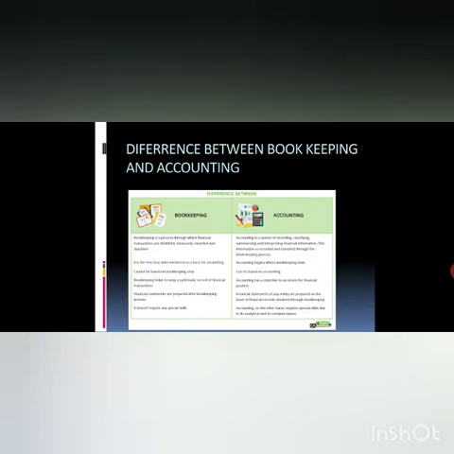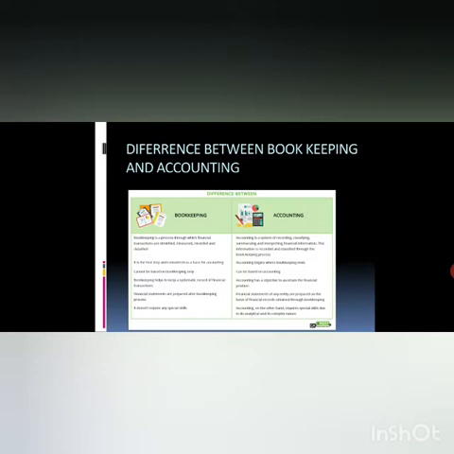Now, difference between bookkeeping and accounting. First point of bookkeeping. It is a process through which financial transactions are identified, measured, recorded, and classified. And first point of accounting. Accounting is a system of recording, classifying, summarizing, and interpreting financial information. This information is recorded and classified through the bookkeeping process. In bookkeeping, there is no summarizing and interpreting. In accounting, it is summarizing and interpreting of financial information.